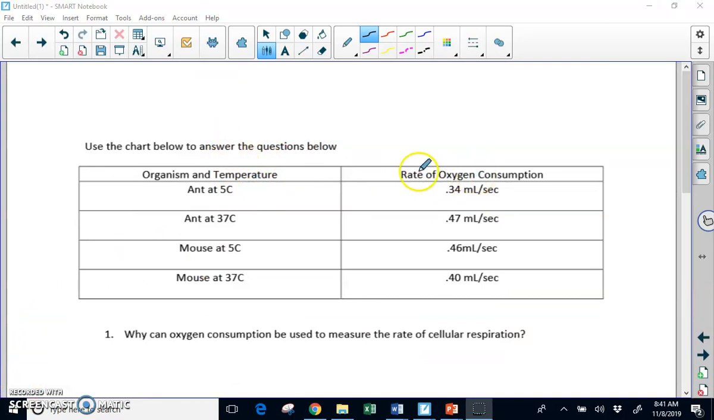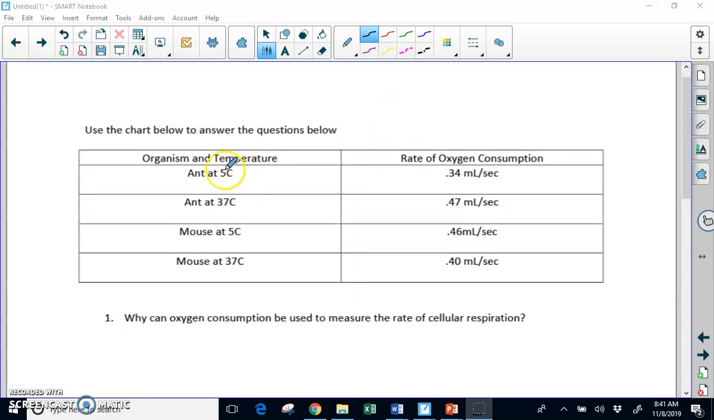So now we're going to look at a set of data. On Monday in the lab, we're going to measure the rate of oxygen consumption of peas to measure the rate of respiration. And remember, when you hear the word respiration, that means metabolic rate. Metabolic rate and respiration sort of mean the same thing. Here we have an ant and a mouse, and they've measured the rate of oxygen consumption, which is equal to respiration or metabolic rate, at different temperatures.